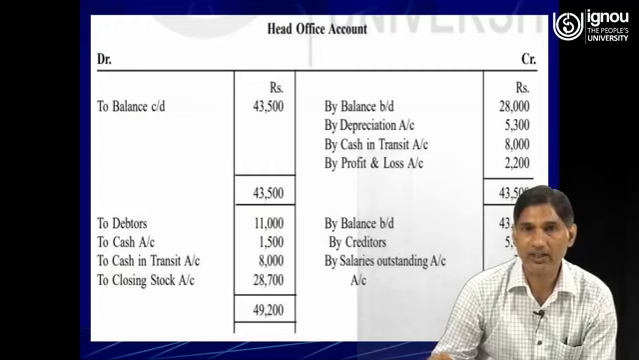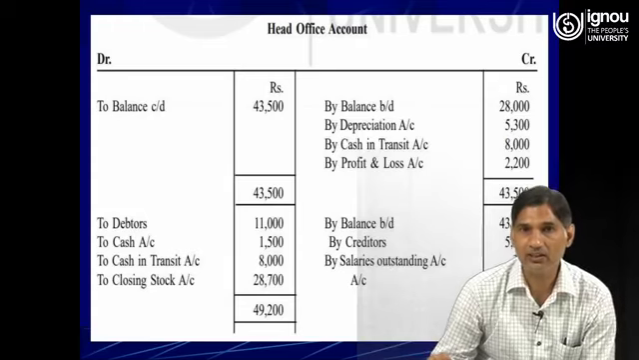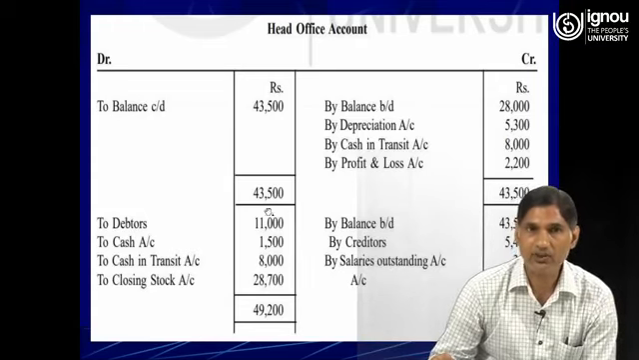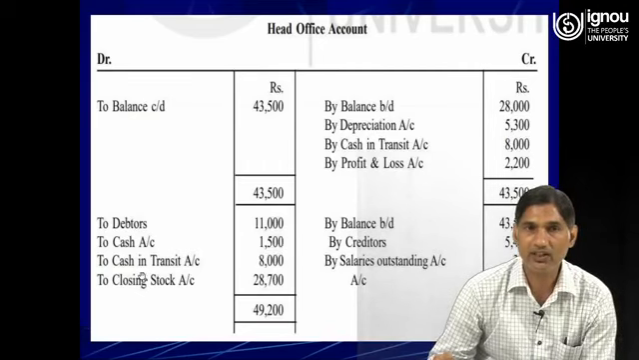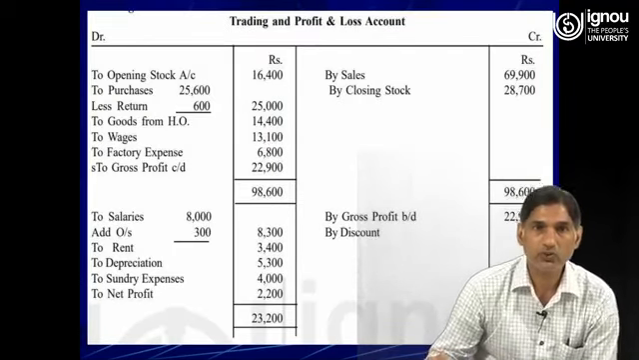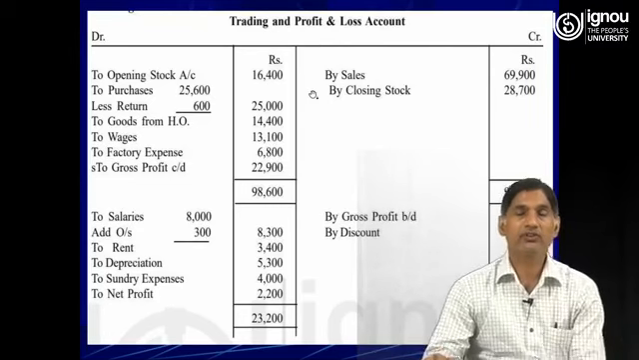Liabilities. So by creditors, it is mentioned in the question 5,400. Salaries outstanding, it is mentioned 300. Debtors given in the question 11,000. Cash given in the question 1,500. Cash in transit given in the question 8,000. To closing stock given in the question 28,700. Total is 49,200. So here trading and profit and loss account.